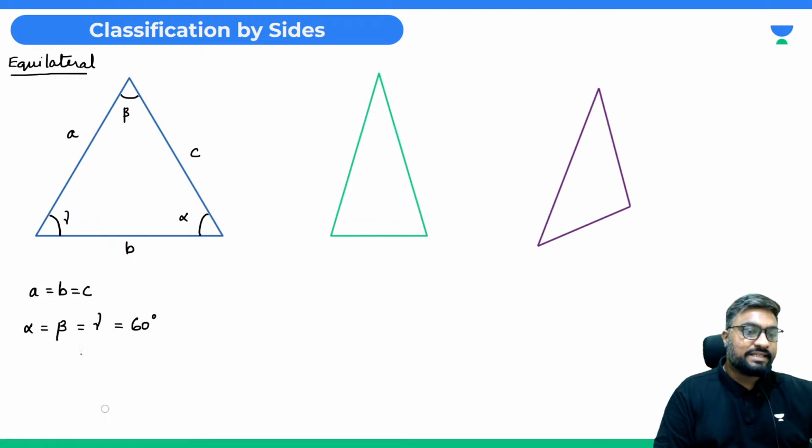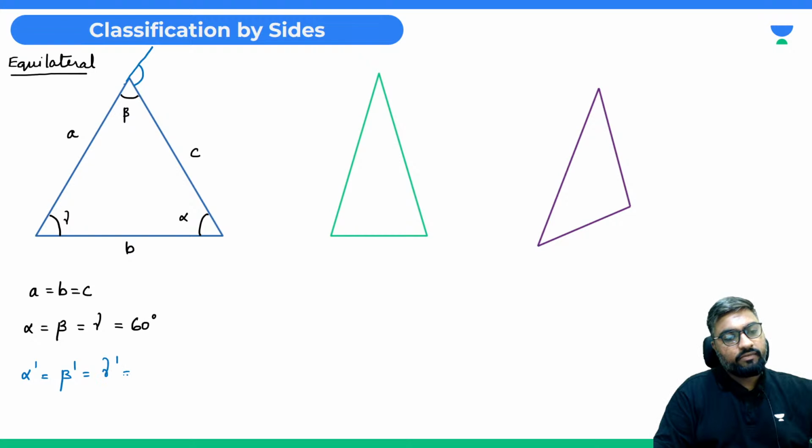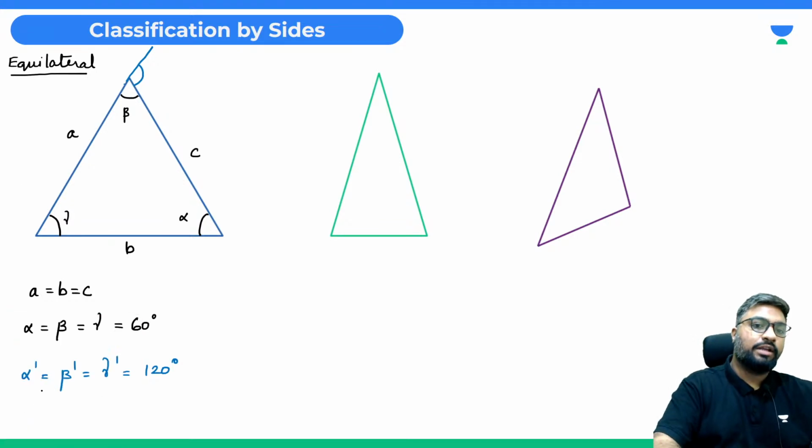Yes. If this is the case, then what will be their exterior angles का measurement? Each exterior angle कितना होगा? जैसे बीटा डैश है, उसका length कितना होगा guys? If this is 60, this is going to be 120, correct? So can I say alpha dash, beta dash and gamma dash, all three will be 120 degrees. Cool. 120. Beautiful. Done. ये है equilateral triangle. Okay. Next we are going to look at something called an isosceles triangle.